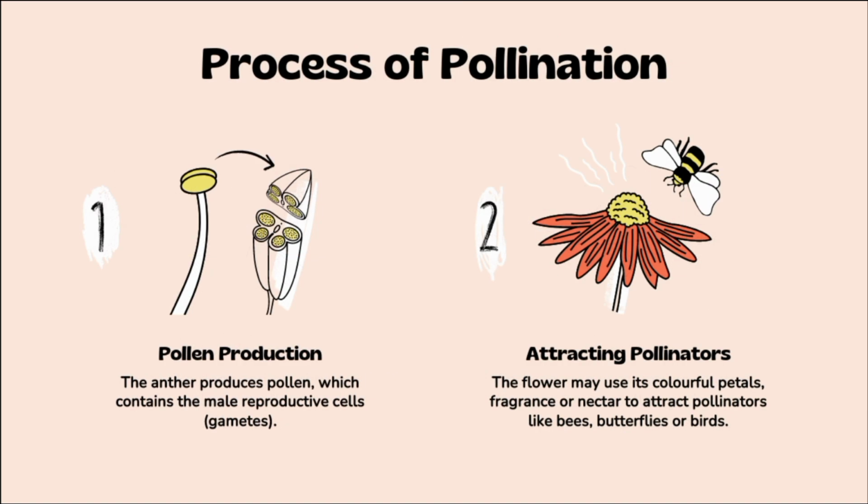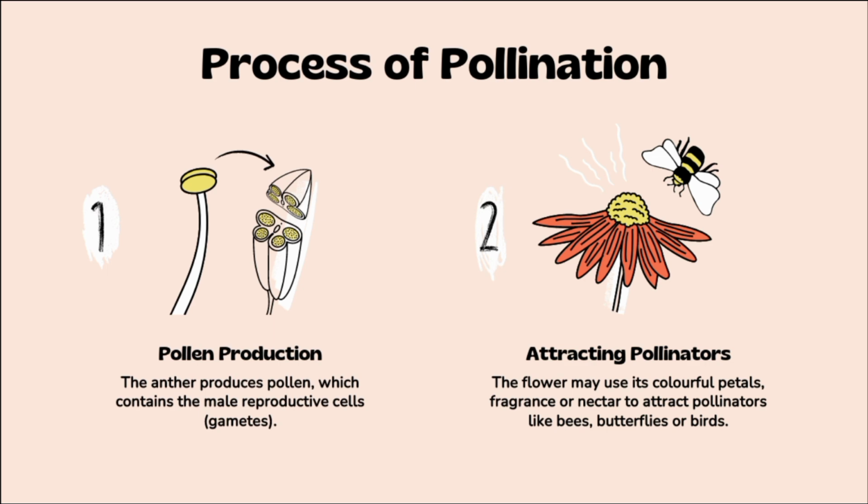Very simple. Now, what is the process of pollination? So, let's have a look at that quickly. First of all, pollen production. How can pollen be transferred if it is not produced? So first of all, the anther will produce pollen, as I have told you earlier that the anther produces pollen, and the anther is a male reproductive part.